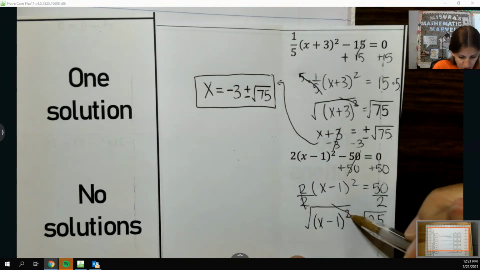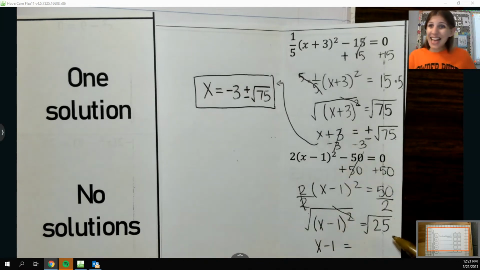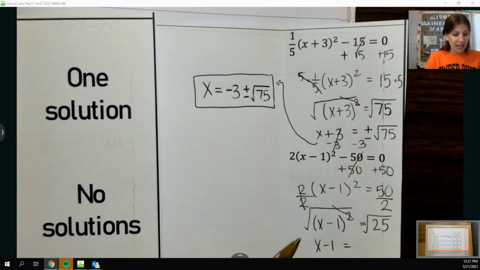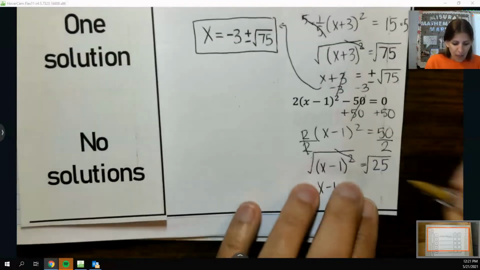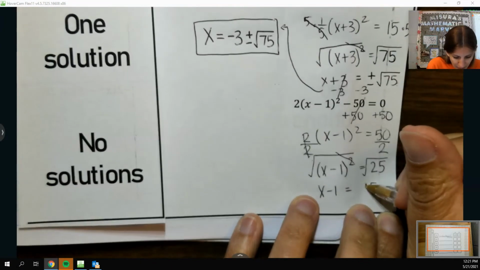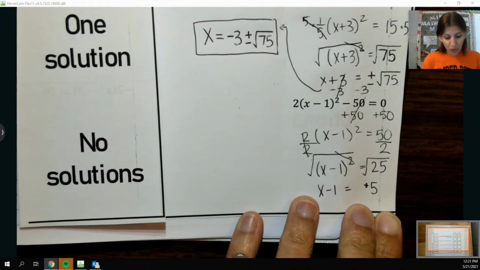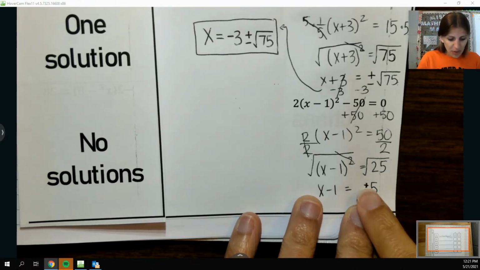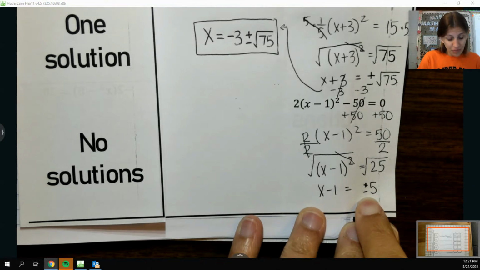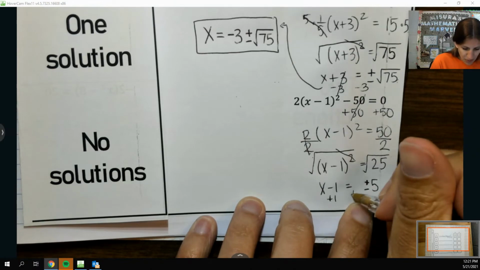Square root and square undo each other, so we're just left with x minus 1 over here. And on this side now, I actually can square root. Like the square root of 25 is 5. But the thing is, it could have been a positive 5 because when I square that, it's 25. Or it could have been a negative 5 because if I do negative 5 squared, that's also 25. So that's why we want our little plus or minus in front.